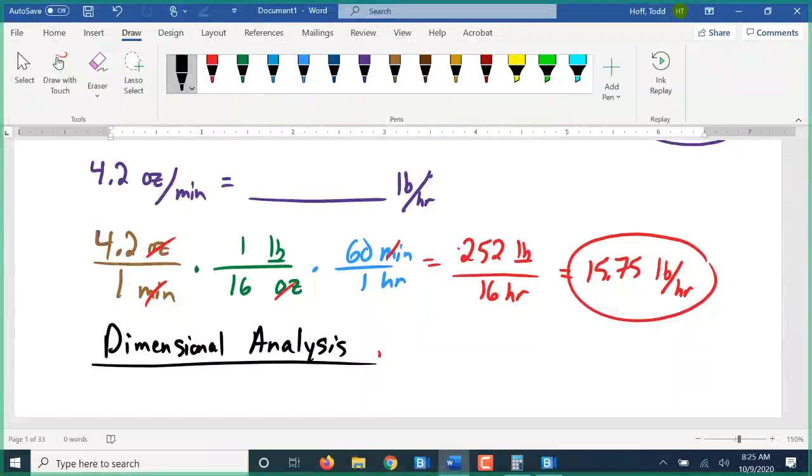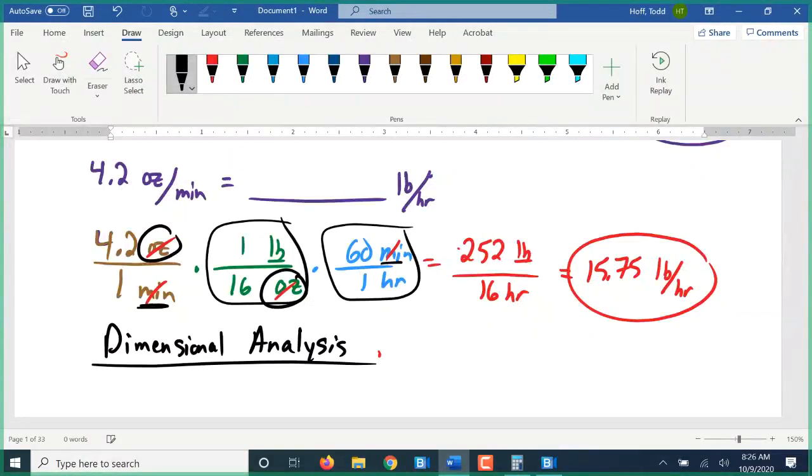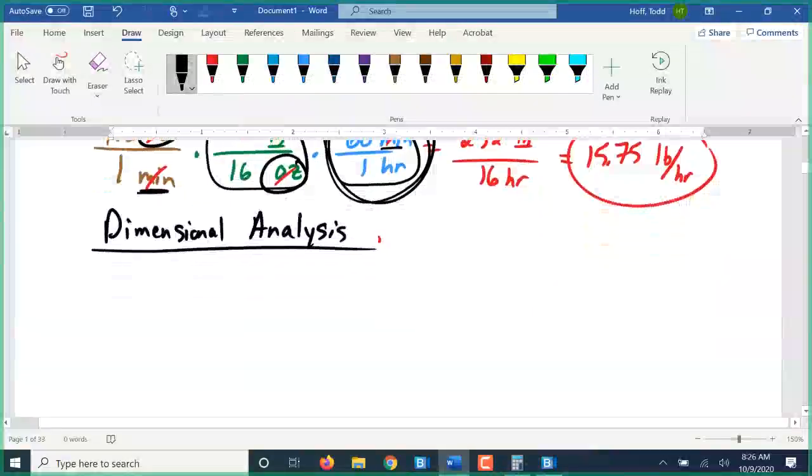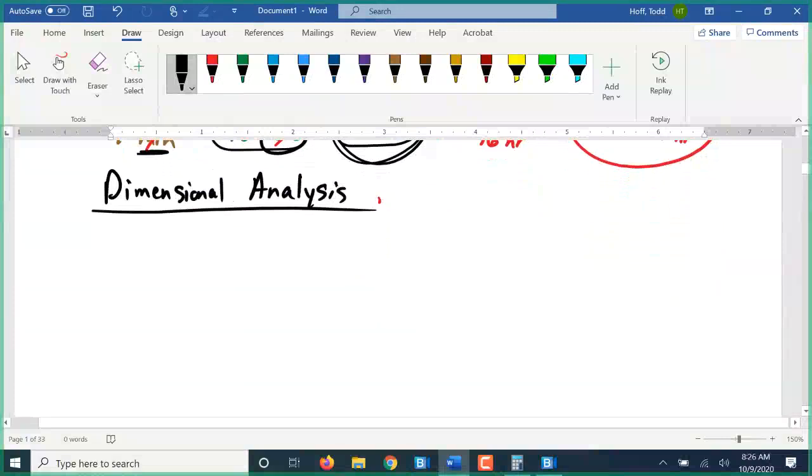Basically I've used the units, the position of the units, to figure out my conversion factors. Ounces were on top, so I put ounces on bottom. That told me where the numbers had to go in that conversion factor. Minutes were on bottom, so I put minutes on top. That told me where the numbers had to go in that conversion factor. Dimensional analysis and those unit fractions that equal 1, 60 minutes and 1 hour have the same values. That really is equal to 1, are very important in measurement conversions.